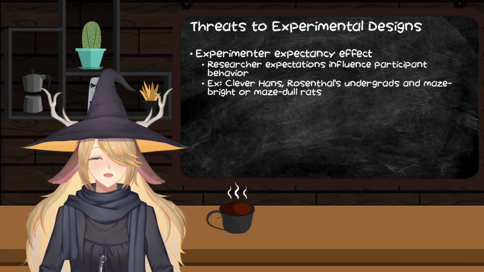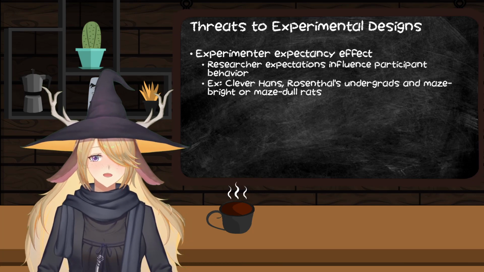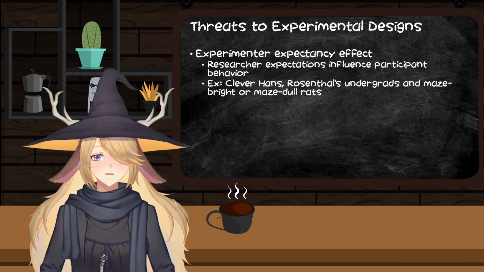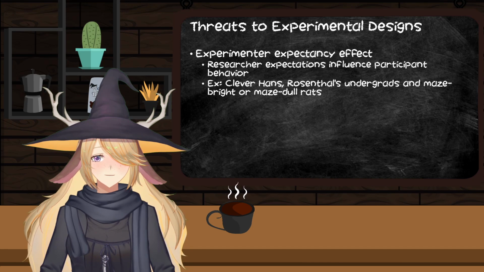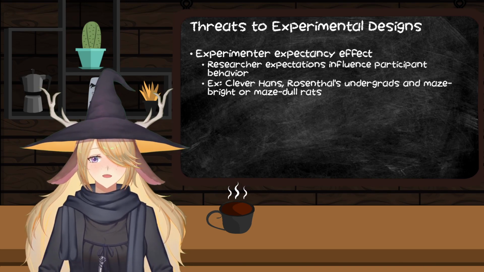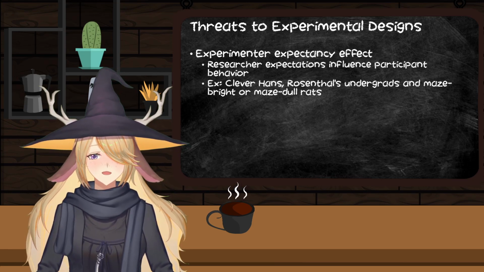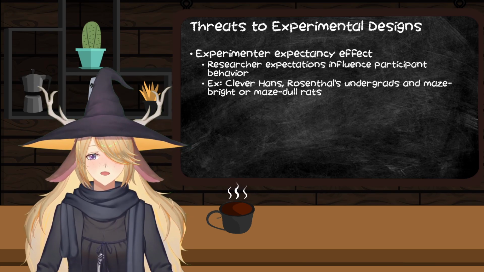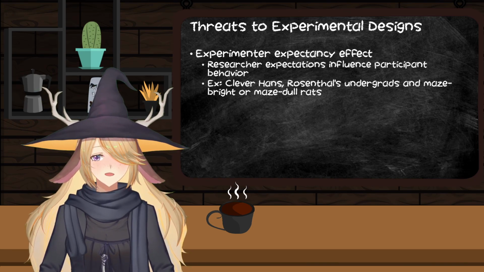Rosenthal gave undergrads in an intro psych course rats to practice learning by teaching them to run a maze. He told his students that some of these rats were from a pedigree of expert maze runners, extremely good at this because their parents were good at this, and some of these rats were going to be bad at this because their parents were bad at this. Now, there's no such thing as rat pedigrees. We're not talking about racehorses here. But there was a real difference at the end of the semester.